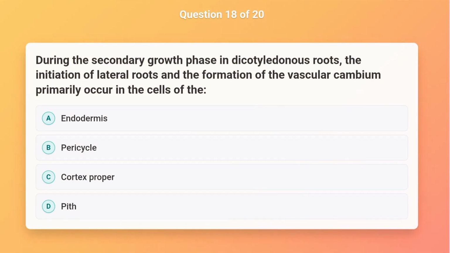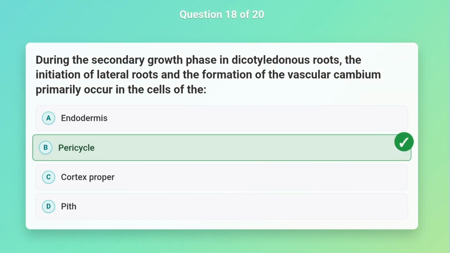During the secondary growth phase in dicotyledonous roots, the initiation of lateral roots and the formation of the vascular cambium primarily occur in the cells of the pericycle.